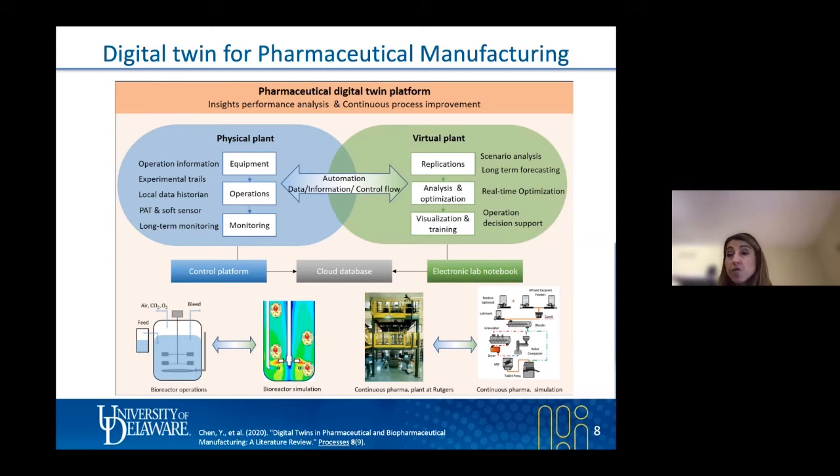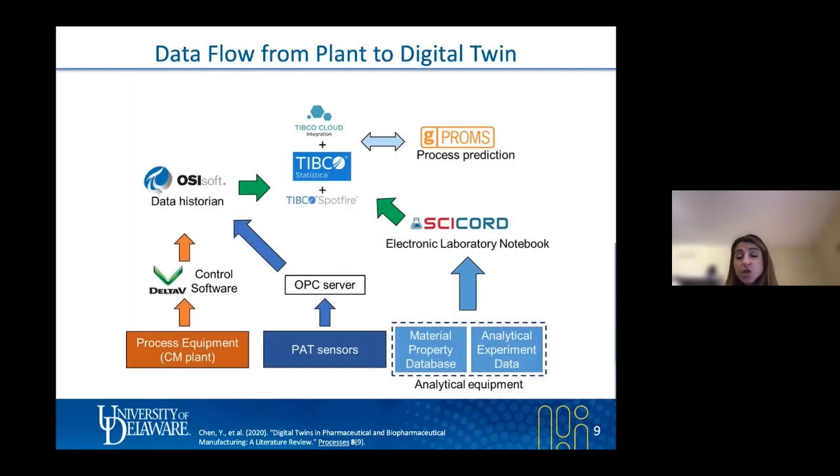On the other hand, we have the virtual plant, which I'm going to talk more about in the next few slides, which can perform a number of activities, but the main idea is that it has to be an exact replication of what you see in the physical plant. And there must be two-way communication, as I already pointed out, between the physical plant and the virtual plant. So just to give you an idea, the first component of a digital twin is the data.